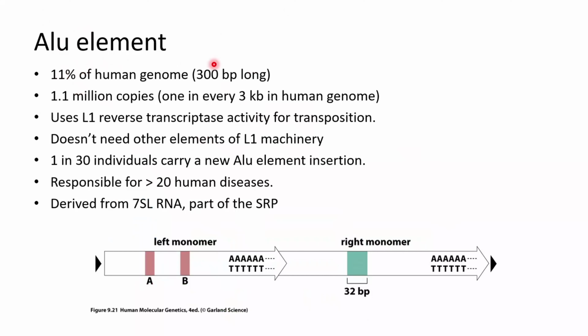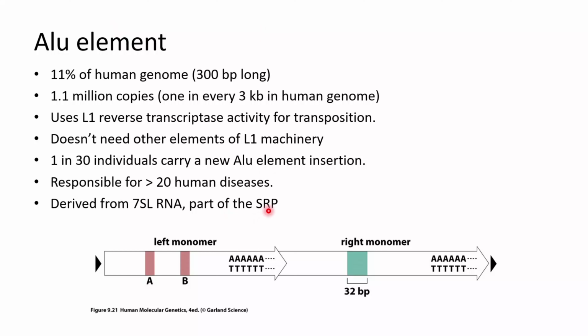This ALU element is about 300 bases long, and it's derived from an RNA, the 7SL RNA, which is part of the signal recognition particle, and basically the ALU sequence resembles the 7SL RNA. So we know where this ALU element is coming from. And the role of the 7SL RNA, unrelated to the course, I'm just telling you the origin of the ALU element, because you would technically ask, why the hell do we have this stuff in our DNA?